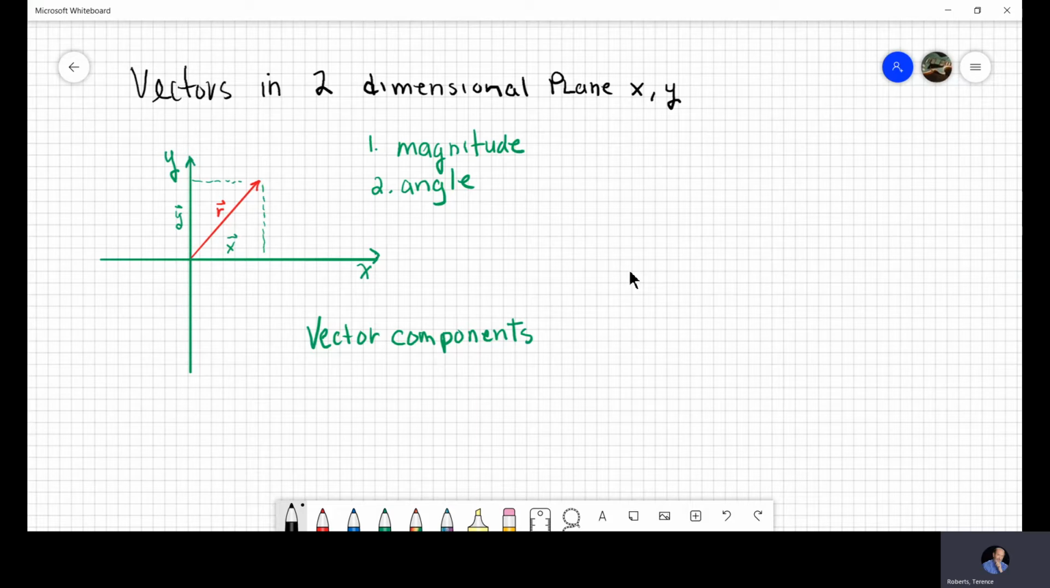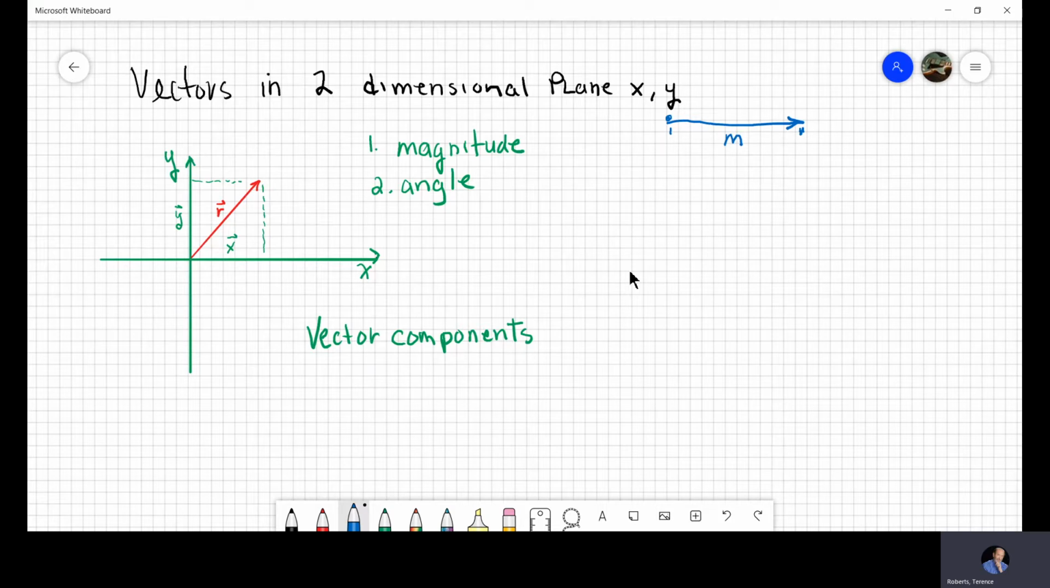Now, we're going to be talking about XY, a two-dimensional plane, okay? We have a vector anywhere in this plane. Now, this vector can be described a couple of different ways. First of all, we have magnitude. So let me just draw a vector here. The length of the vector is the magnitude, okay? And this vector is pointing in the direction that it needs to be pointing in.